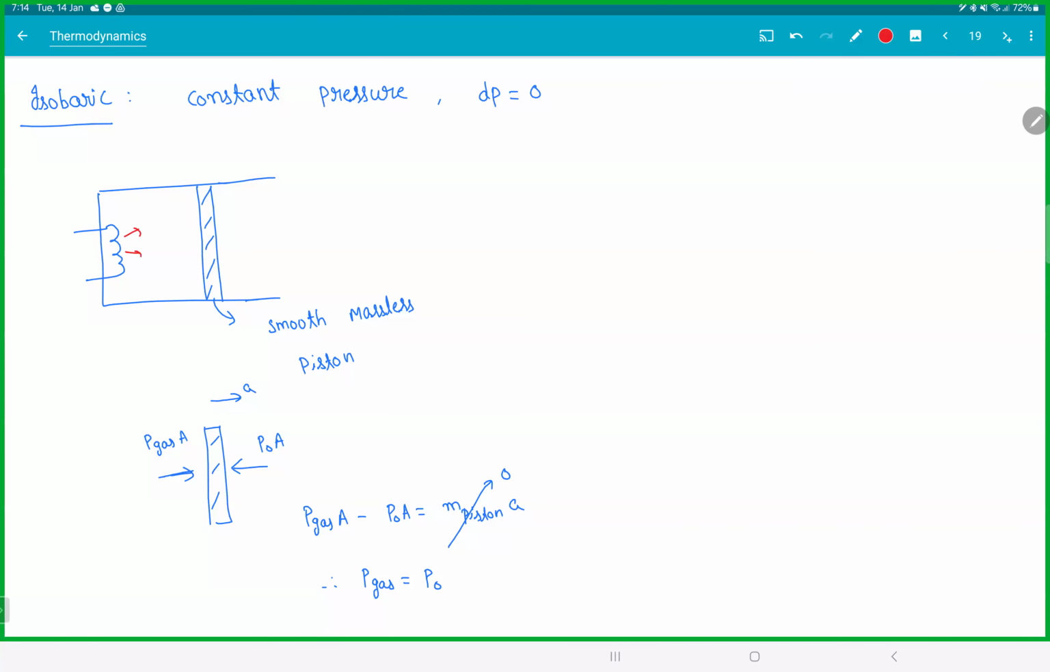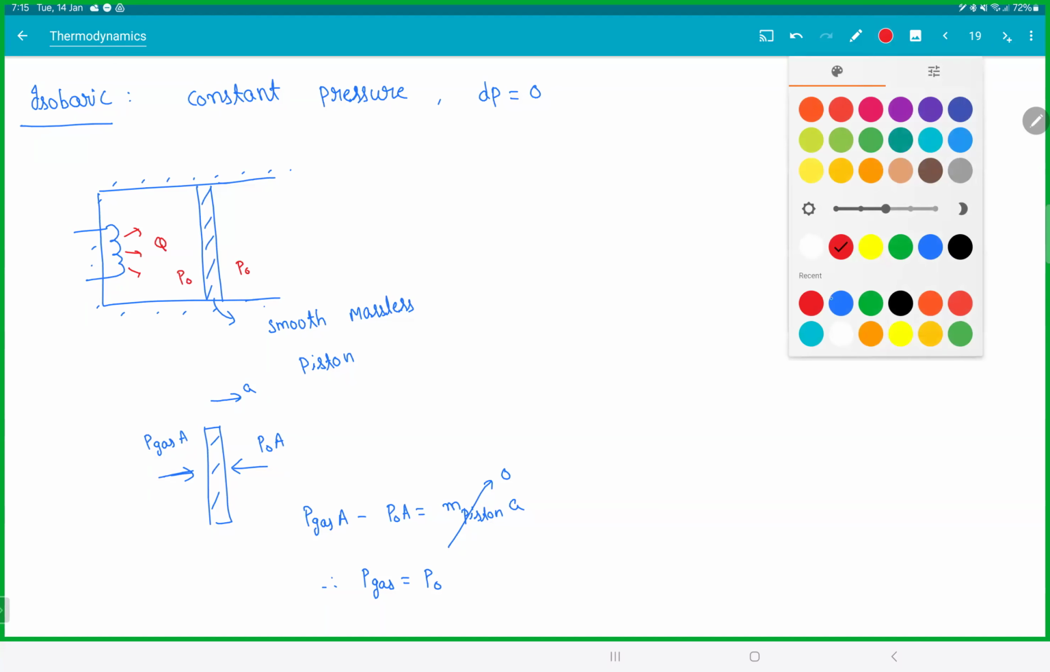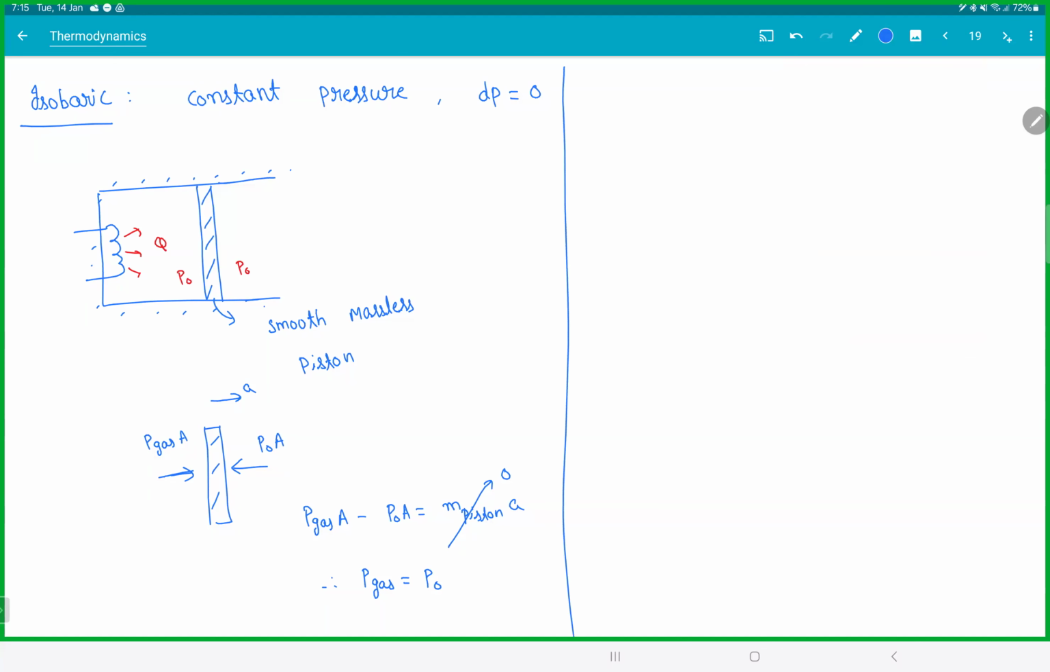Means no matter what you do, the pressure inside will remain constant. So if this gives out heat Q, the piston will start going outside. If you increase the temperature, pressure will rise. If the pressure rises, it will push the piston out. If the piston goes out, volume will increase, pressure will decrease. You're getting it? So pressure is always stabilized. If the pressure is P naught here, the pressure will be P naught here. So you maintain a constant pressure inside. No matter how much heat you give, the pressure doesn't change. This is how you can create an isobaric process.